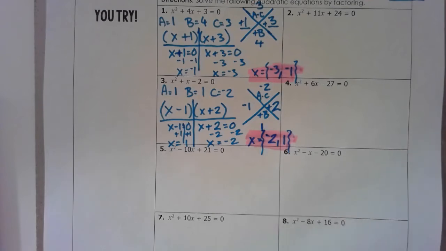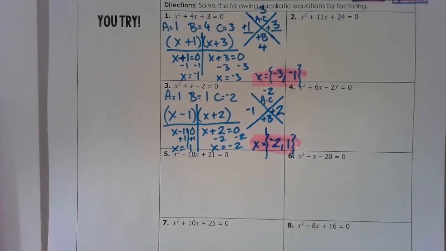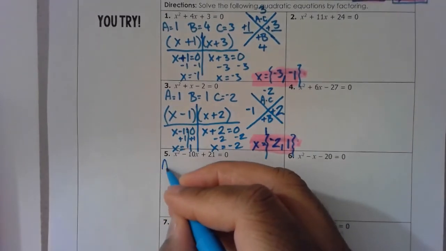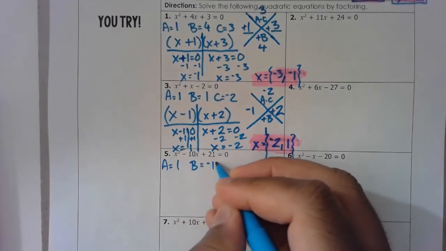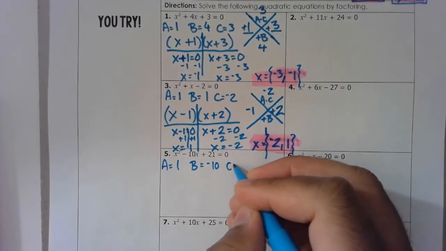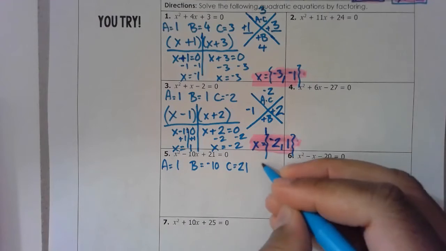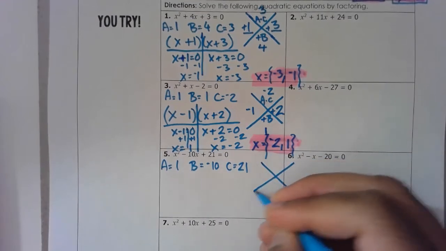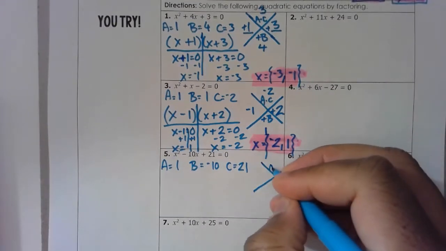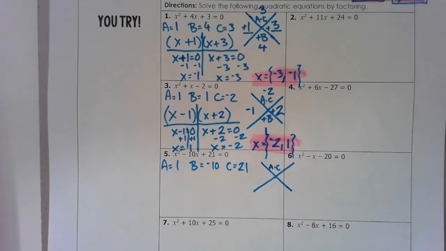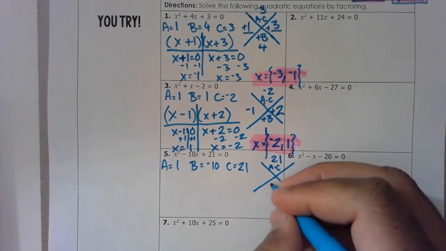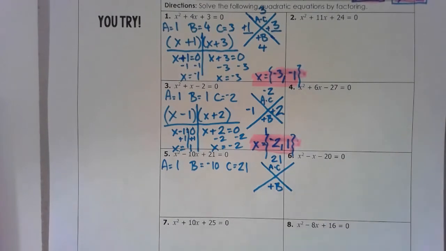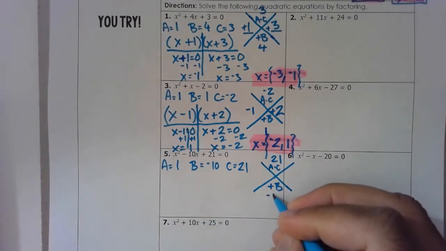So if I take a look at number 5 here as an example, we do our ABCs first. So A equals 1, B equals negative 10, and C is going to equal 21 this time. We'll still do our big X here. So A times C. So when I do 1 times 21, I'm going to get 21. And then, of course, it has to add up to give me B. In this case, we have a negative 10.